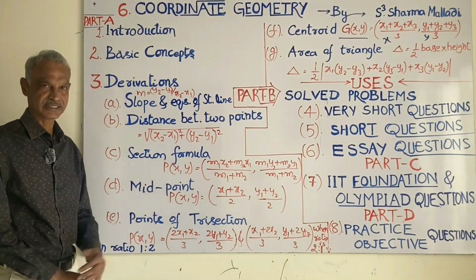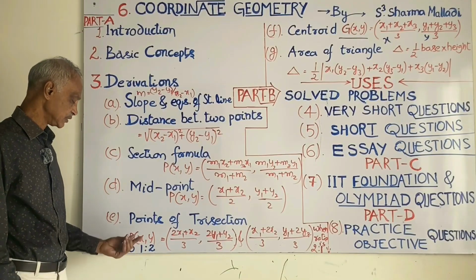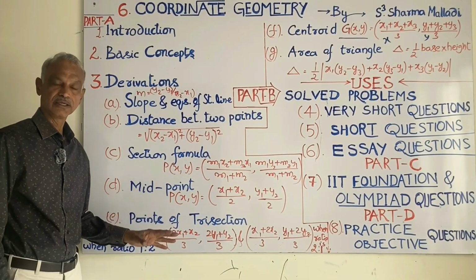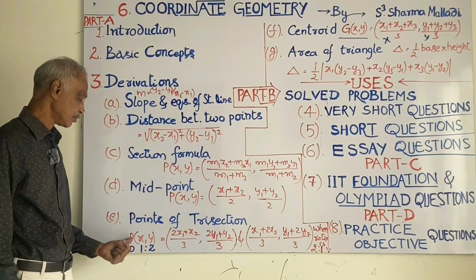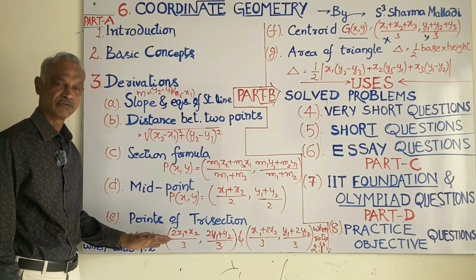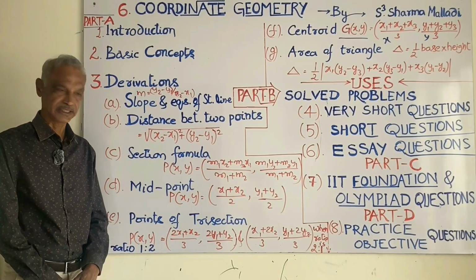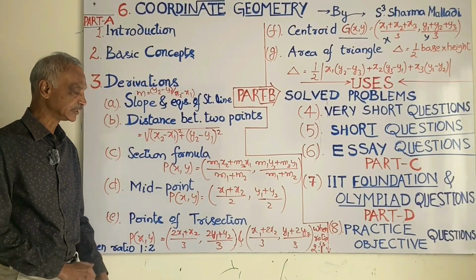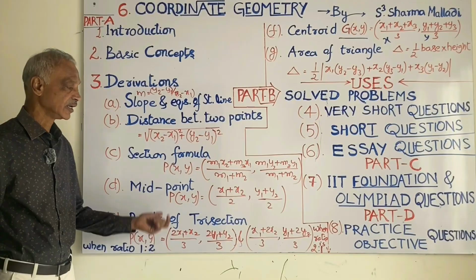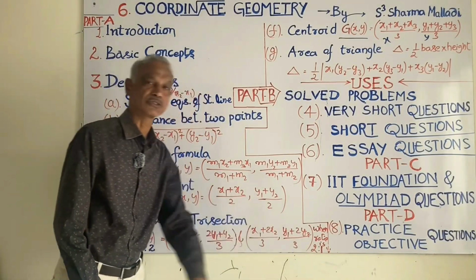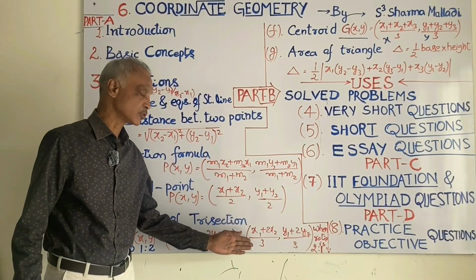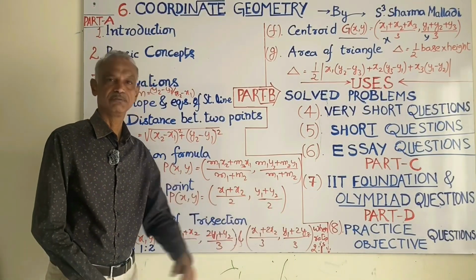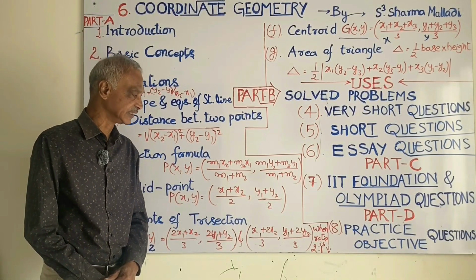Next, points of trisection. P(x, y), this is a point P. When ratio is 1:2, the points of trisection, point (x, y) will be in the form of 2x1 plus x2 by 3 and y coordinate will be 2y1 plus y2 by 3. Next, if ratio is in the form of 2:1, the x coordinate will be x1 plus 2x2 by 3, y coordinate will be y1 plus 2y2 by 3.